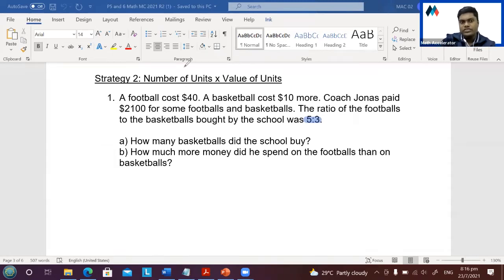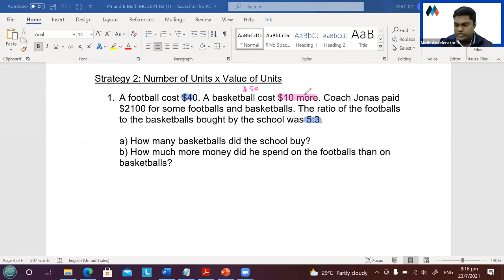A football costs $40. A basketball costs, okay, highlight this, $10 more. Which means, so you can take a pencil, right? Quickly write down, which means a basketball costs $50. Don't make the mistake that a basketball costs $10, all right?